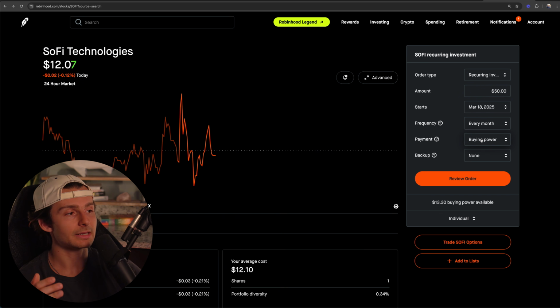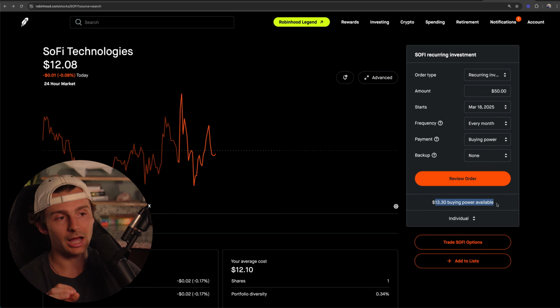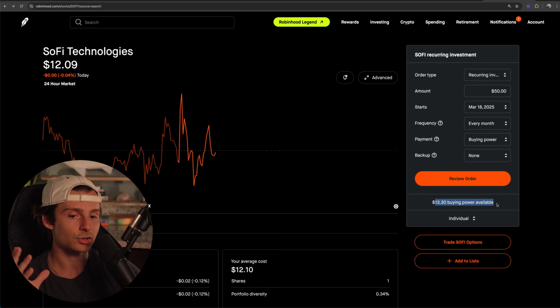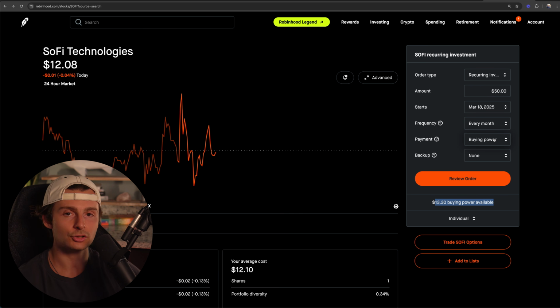Now for payment, it says I have it set to buying power. So as of right now, I only have $13.30 of buying power. Make sure you know you're going to have buying power. So a way to go about this would be to set up an automatic deposit on Robinhood where you just have money coming out of your checking account or savings account into Robinhood every single week or month. And so you know you're going to always have a certain amount of cash. And then if you go to buying power, it'll just use your buying power or your cash to continue to buy the $50 of SoFi.